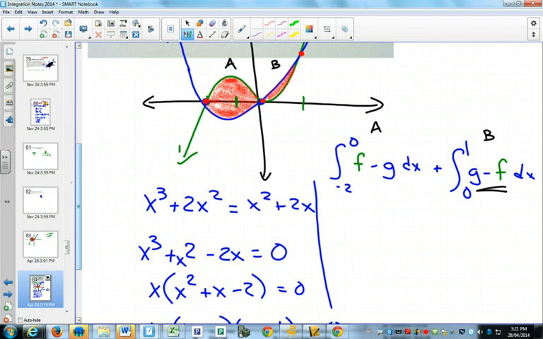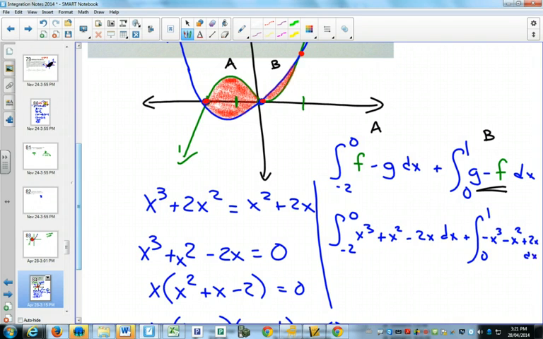Okay, so here we go with f minus g. If I take the x cubed one and subtract the other one, this will be the integral from -2 to 0 of x cubed plus x squared minus 2x dx. And for the next one, if I took the parabola and subtracted the cubic, I'll get negative x cubed minus x squared plus 2x dx. Are you okay with that?